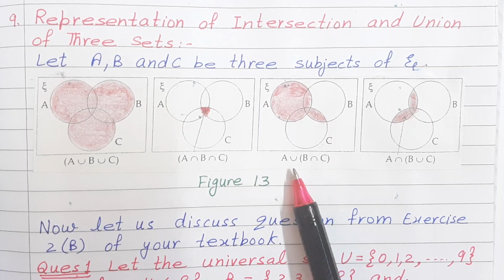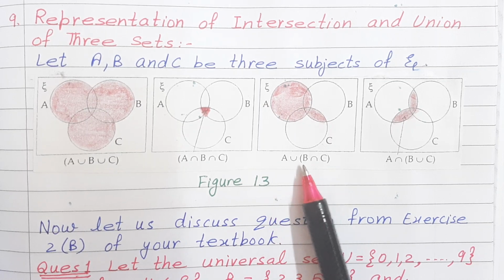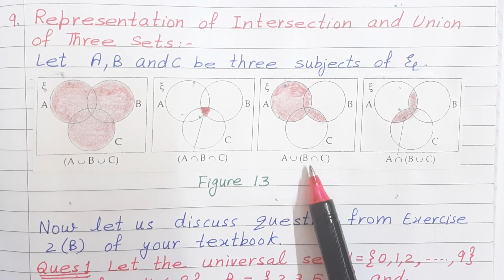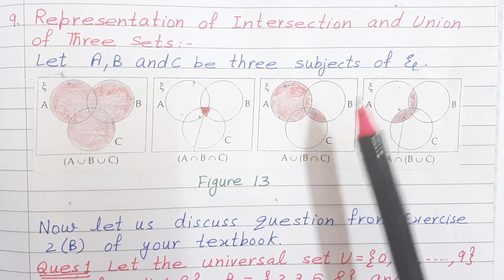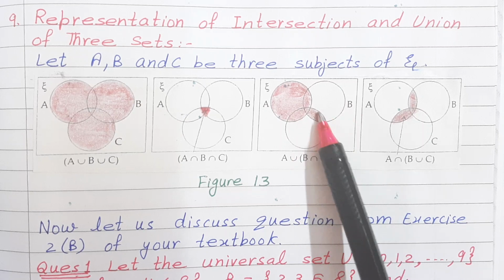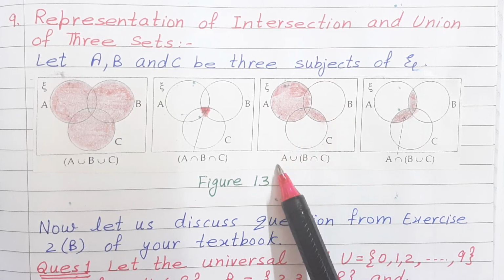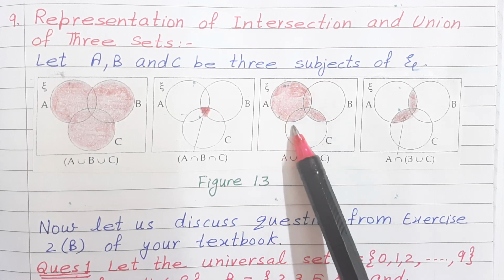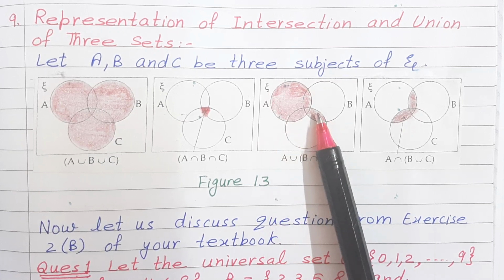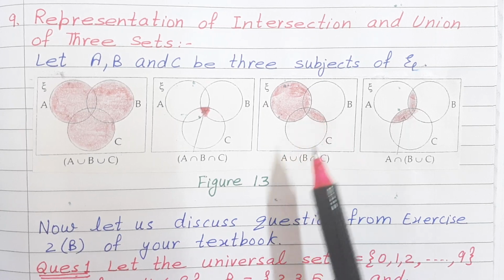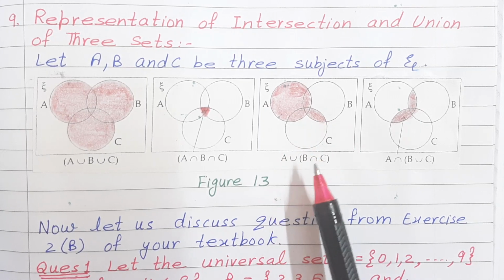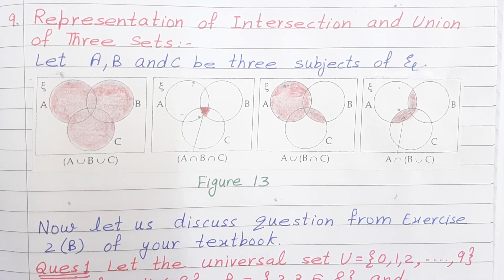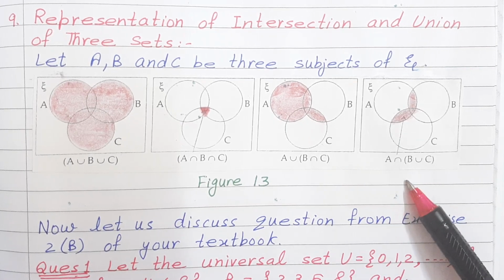And if we are talking about A union (B intersection C), in that case, first of all, see what is B intersection C. B intersection C is this portion and then you have to combine this portion with A. So the shaded portion is representing A union (B intersection C), right? Now see the next one.